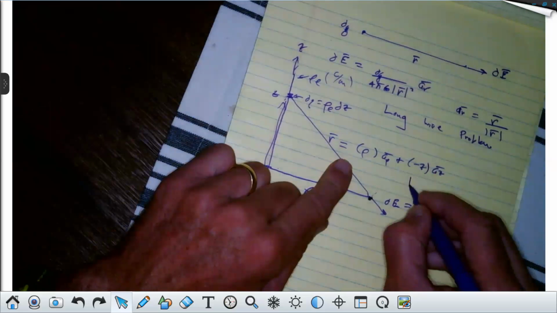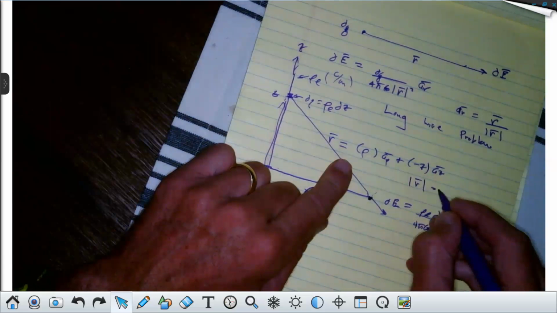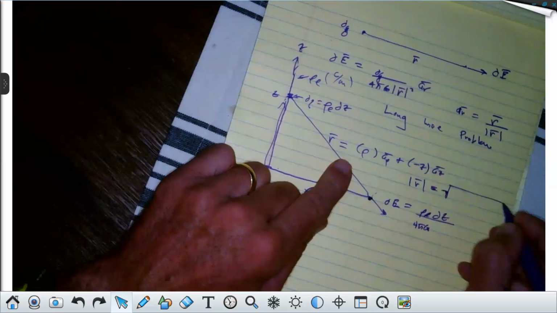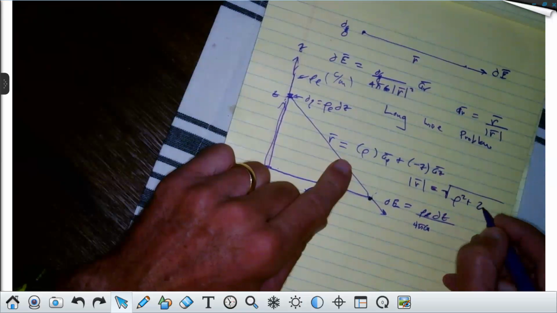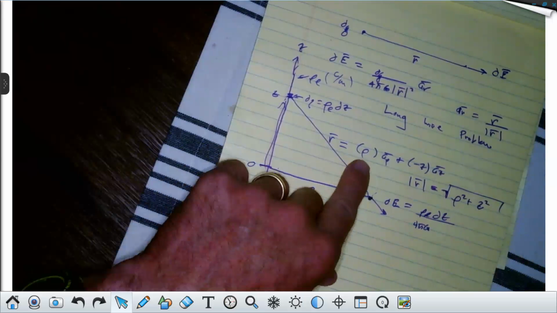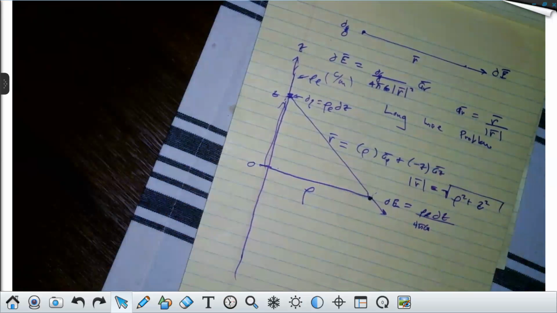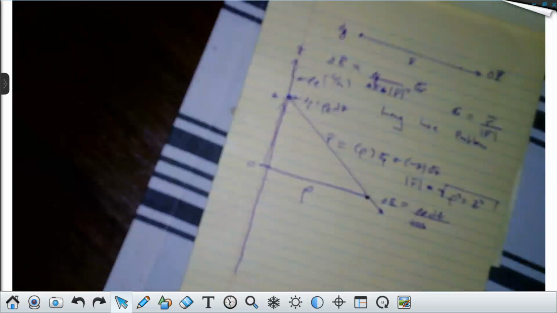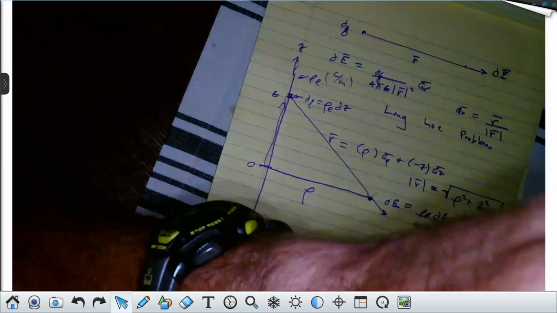And that means the magnitude of R here is simply equal to the square root of rho squared plus z squared. You all follow me on that? You have to square this component, then square that component, and take the square root to get the actual magnitude. You all follow me on that, everyone?